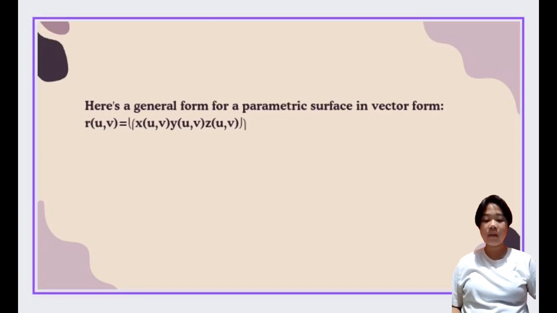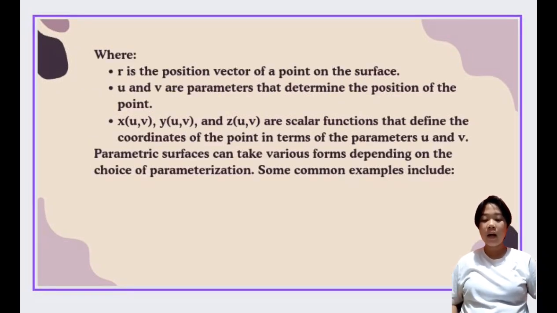Here's a general form for a parametric surface in vector form, where R is the position vector of a point on the surface. U and V are parameters that determine the position of the point. X(U,V), Y(U,V), and Z(U,V) are scalar functions that define the coordinates of the point in terms of the parameters U and V.